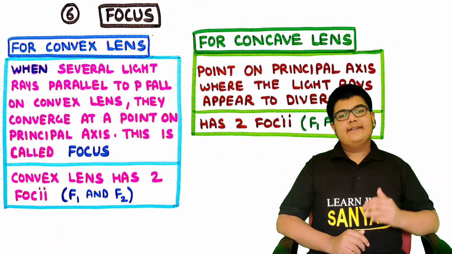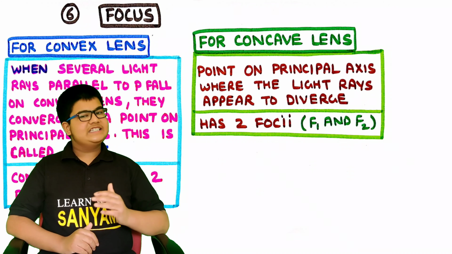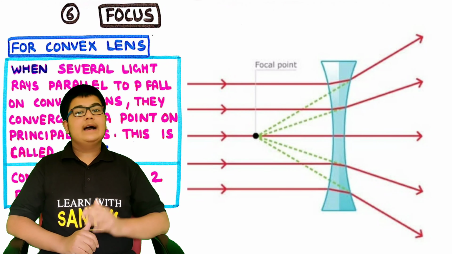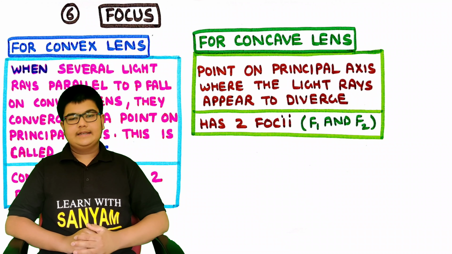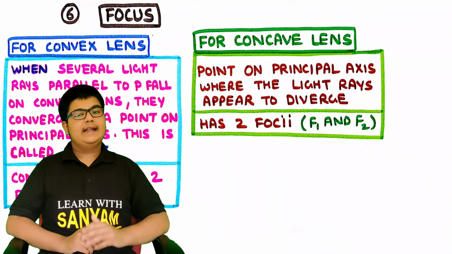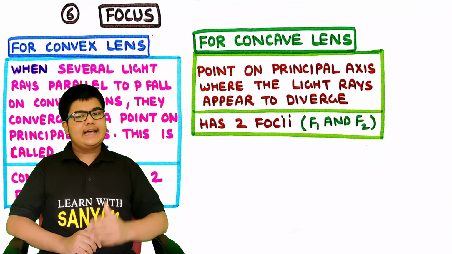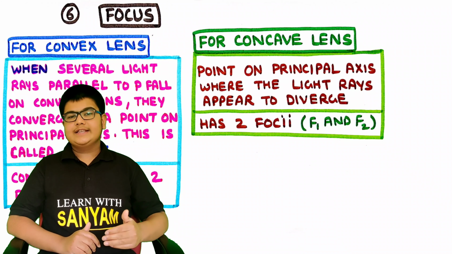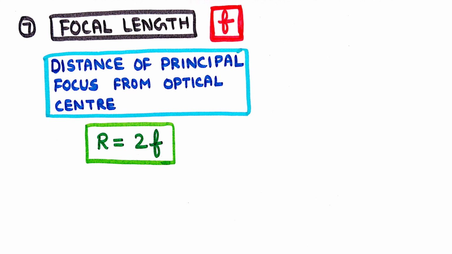Now let's discuss the definition of focus for concave lens. The point on the principal axis where the light rays appear to diverge is known as the focus for concave lens. Again, concave lens has two foci, f1 and f2. The reason for having two foci is that we can put the light rays from either this side or this side.